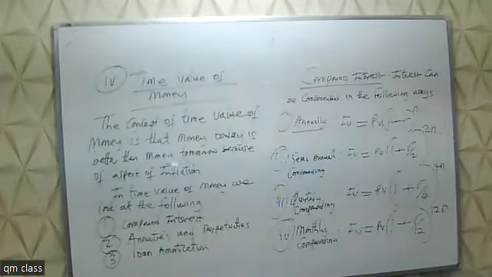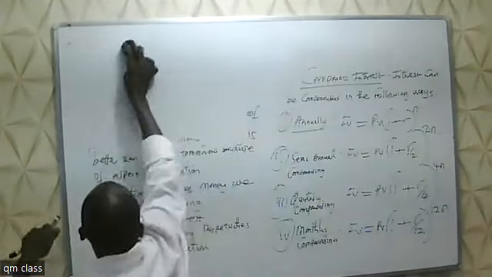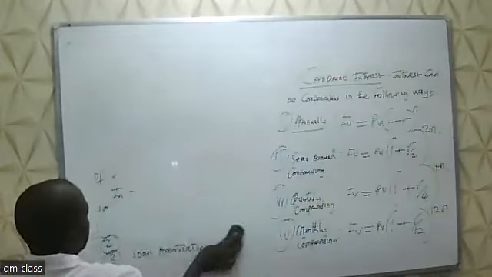These are the formulas you need to know as we are looking at compound interest, where we have annual compounding, semi-annual compounding, quarterly compounding, and monthly compounding. Let us look at an example so that you understand these compoundings and the time value of money.